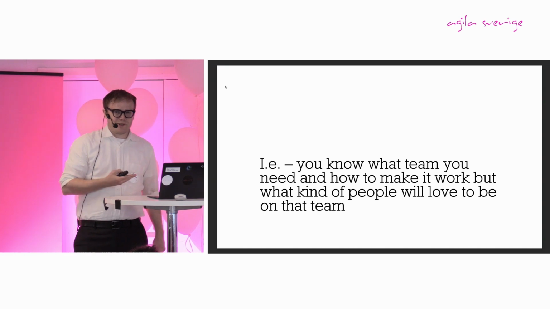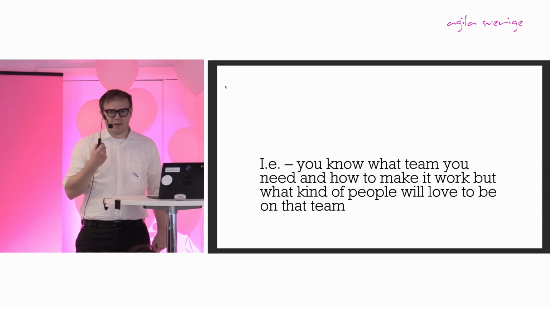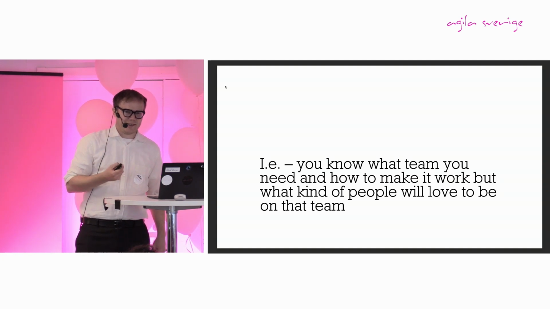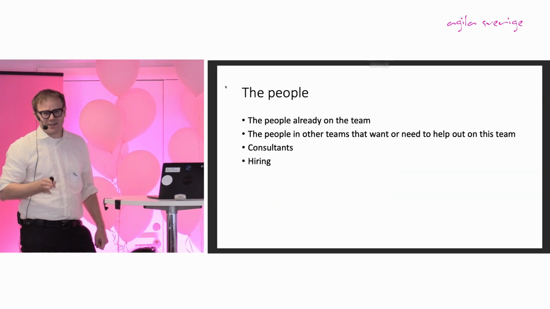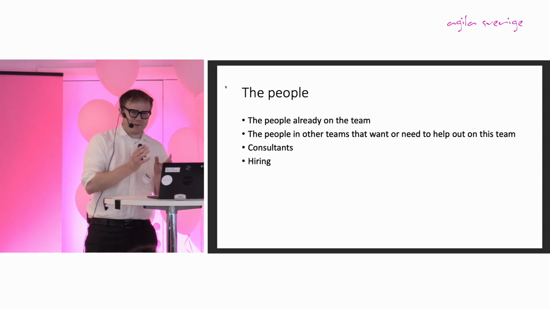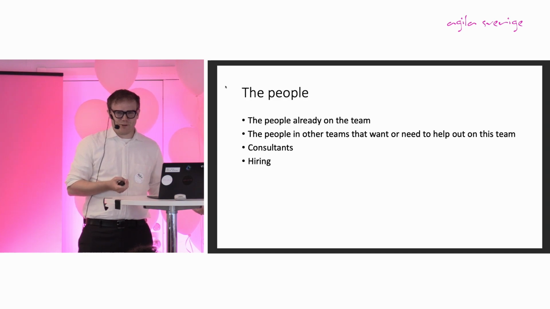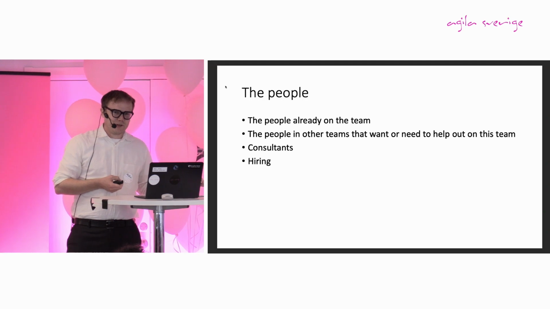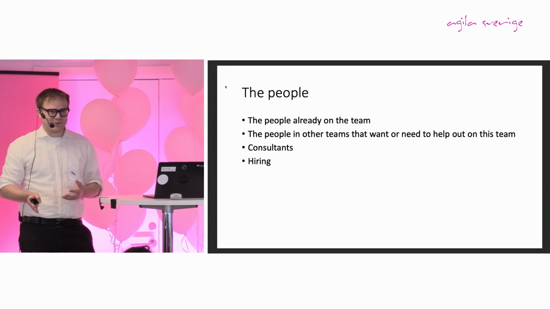So, when you know what kind of teams you need for your organization, how do you make sure you find people that will love to be on that team and will work really well in that situation? Starting with the people themselves: there's a bunch of places you can find people to do work in your organization. The most obvious one is the people you already have on your team. The next one, which should also be obvious but sometimes people forget about, is that you can move people from one team to another.